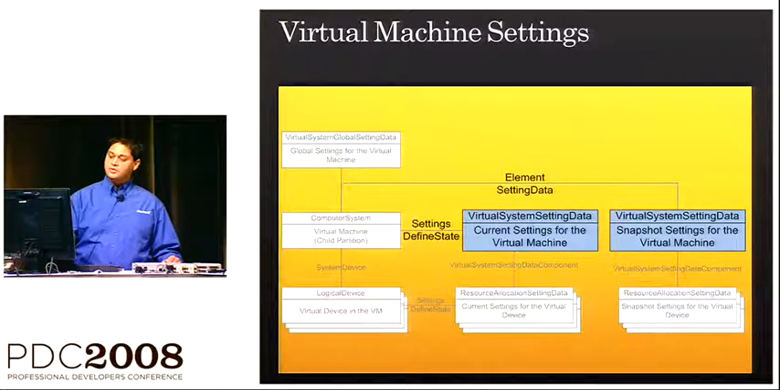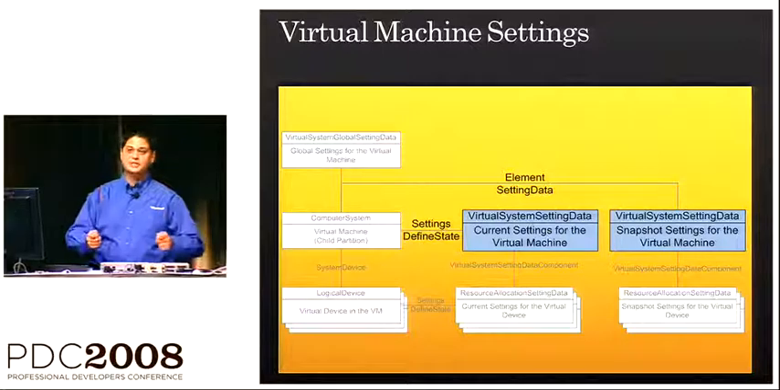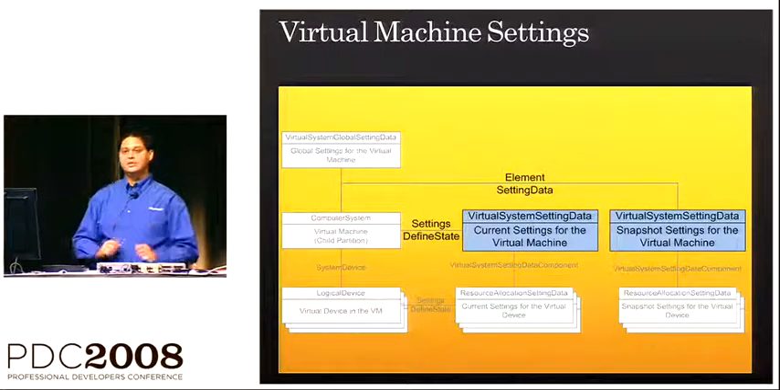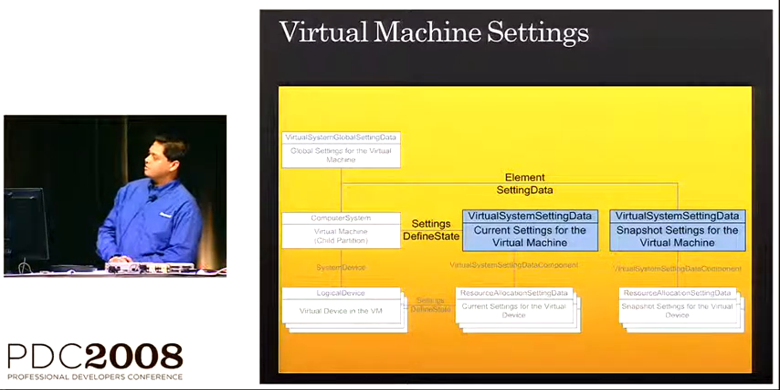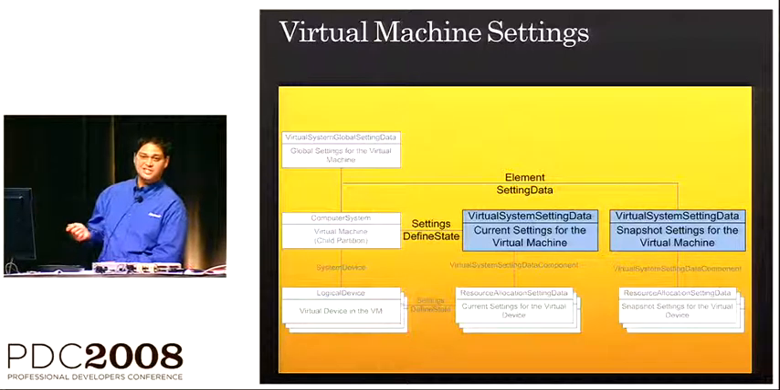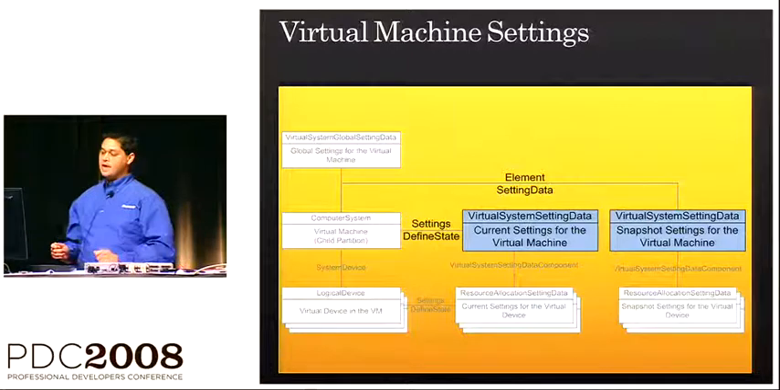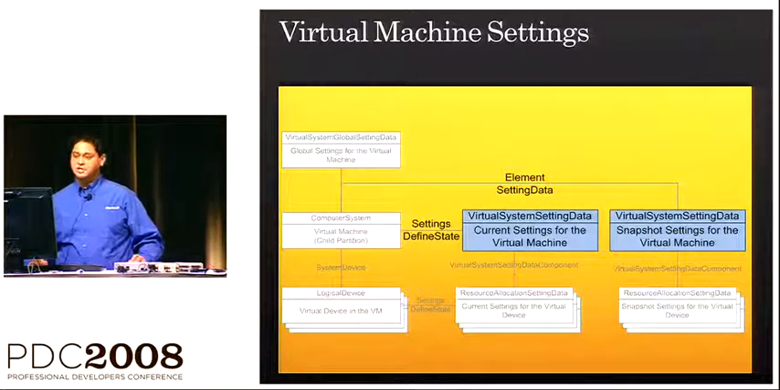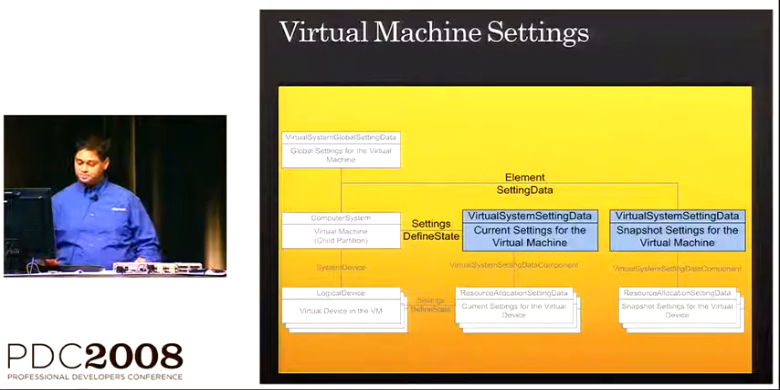Now, the way that you tell the difference between them is through the associations. Again, these give you the context to tell you exactly how they're related to this particular VM. You'll see on the left there, the left one is associated with the computer system using the settings defined state association. That says this is the current settings for the VM. And the element setting data association on the top is used to describe the relationship between a VM or a computer system object with its snapshot settings.